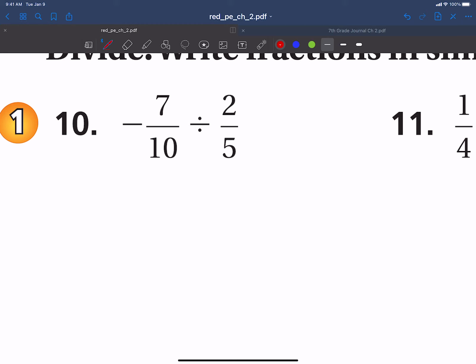Remember, when we're dividing, we multiply by the... Yes, or multiply by the reciprocal. I'm seeing a lot of different answers out there. Check your work.